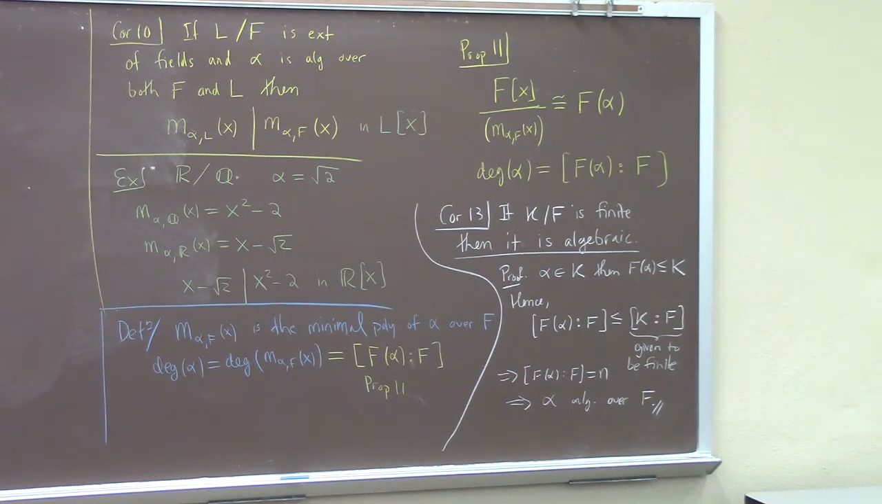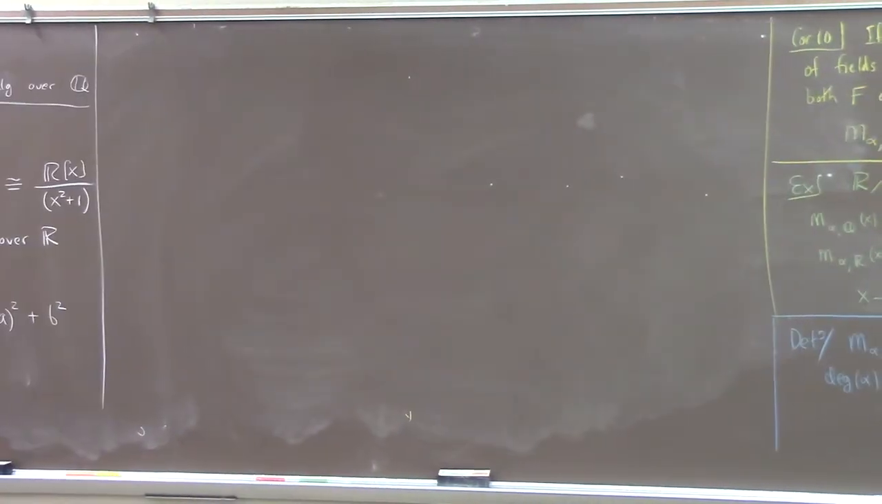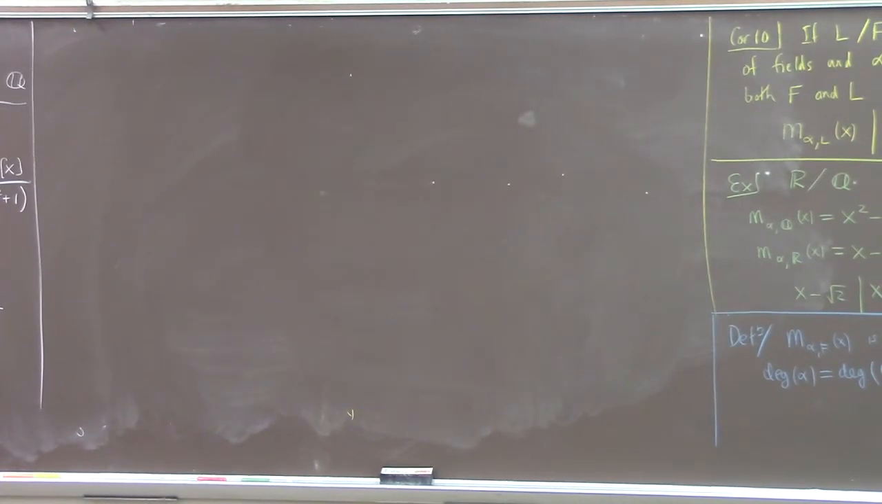Right. But alpha is arbitrary. So we've shown that every number in K sets up a subspace of K, and that subspace has to be finite. Since that subspace is finite, the number we're extending by is algebraic. And since the number is arbitrary, the extension is an algebraic extension.